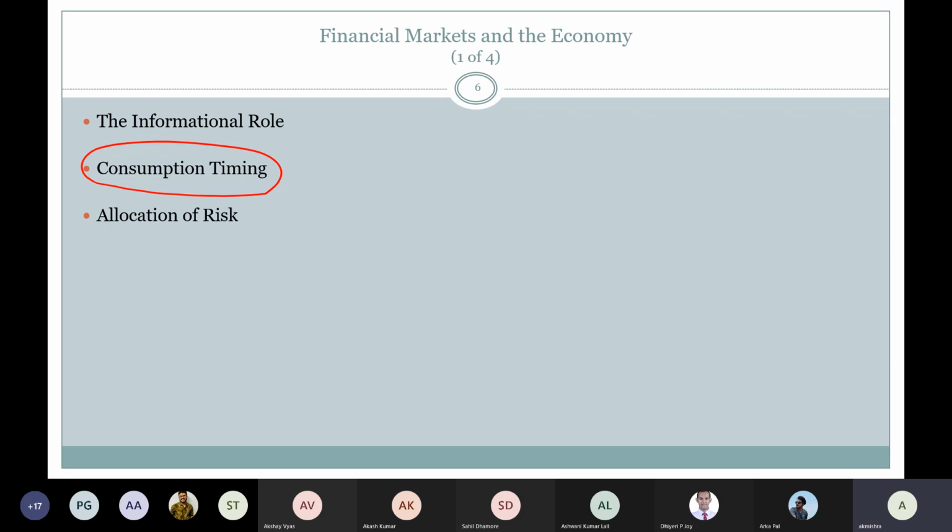Even if you look at the mutual fund houses, if you look at the various hedging companies, unless there is saving, no one can invest. Even these types of financial institutions cannot function. And that's why consumption timing is another major consideration, along with the role of information in the given market. And then the third important consideration is allocation of risk. Your financial market should ensure the proper allocation of risk.